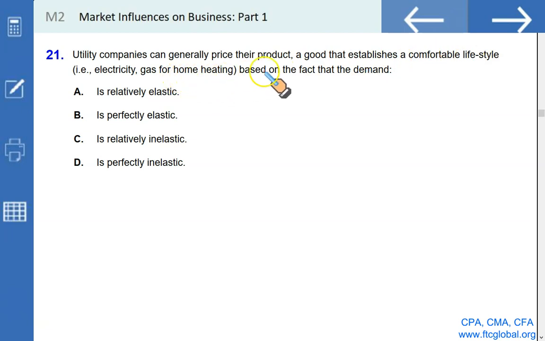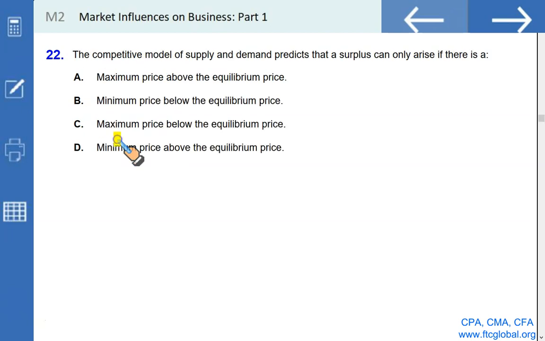Utility companies can generally price their products, a good that establishes a comfortable lifestyle like electricity, gas for home heating, based on the fact that the demand is relatively inelastic. Fuel, food items, utilities, electricity, gas, water, we need them. We have to have them even if they are priced higher. So that's why the demand for such services and goods is relatively inelastic. So that makes C to be the correct option.